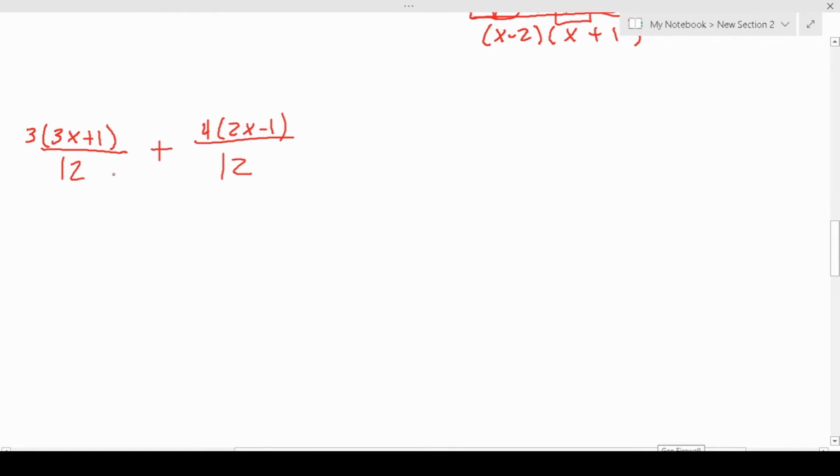All right. Before we do anything else, let's take care of this distribution that we have to do. Again, we're going to have to distribute 3 to 3x and 3 to 1. And then similarly, we're going to have to distribute 4 to 2x and 4 to negative 1. So let's go ahead and do that. Again, these are still going to be over 12.